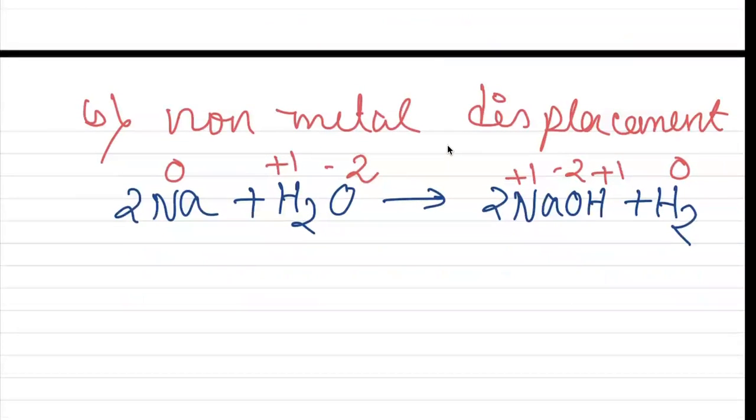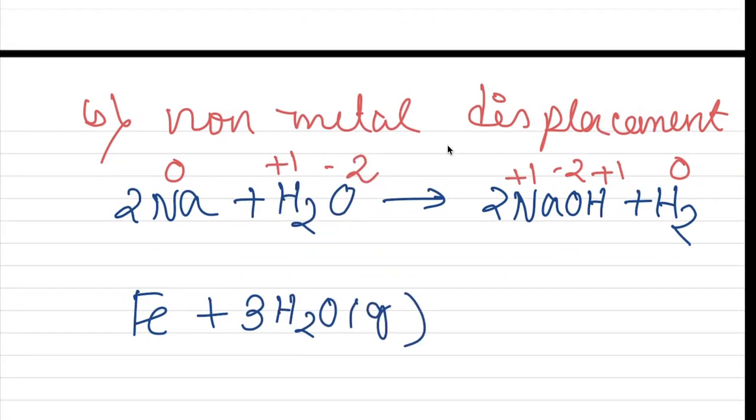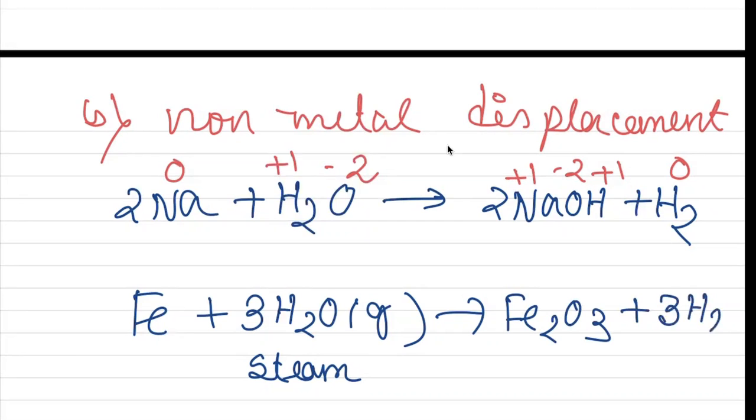Okay, less reactive metal, if we see a less reactive metal like iron, it reacts with water, but it does not react with cold, normal water. It reacts with steam because it is a less reactive metal, and it forms Fe2O3 plus 3H2. Okay, clear? Yes, ma'am. So these are the reactions.